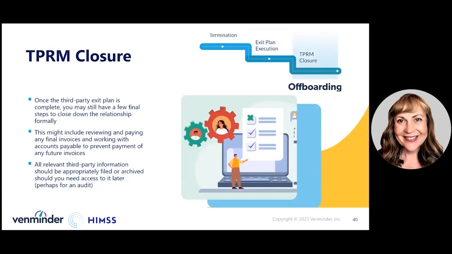Now, this is a lot of administrative stuff, but it's still absolutely essential because we want to make sure that we're reviewing any remaining invoices and checking them very thoroughly before we pay them. We also want to inform our accounts payable department not to pay any invoices after the last approved invoice. And we also want to update our records of the third party in any system where they exist. So that could be AP, a supply chain or procurement system, contracting, etc. Most importantly, we want to update the record in our third party risk management system.